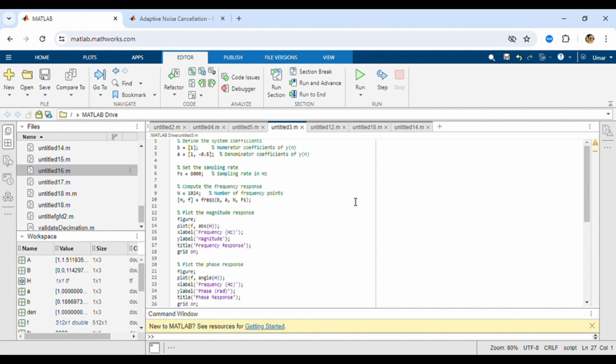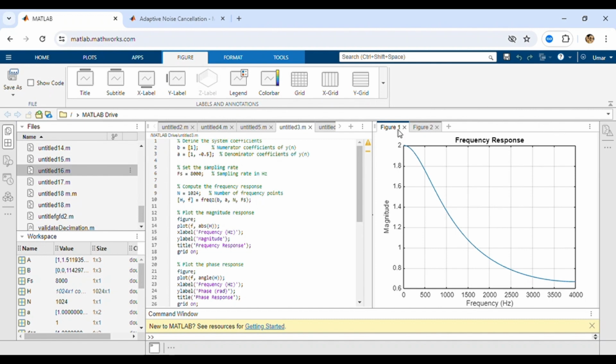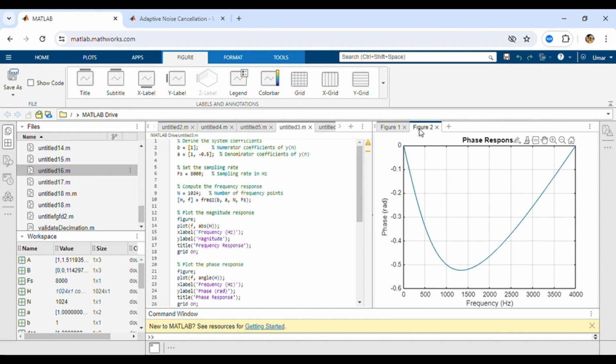We are going to design the filter with the given coefficients, 1 in the numerator and 1, minus 0.5 in the denominator. We have the sampling frequency of 8000 Hz, and we are computing the frequency response up to 1024 points. We are using the freqz command, which is for the frequency response of the system, and it is the built-in command of MATLAB, and then we are plotting its magnitude and phase response. So when we run the code, we have the output like this. We have first the frequency response, and then we have the phase response of the system. Now moving to the next task.